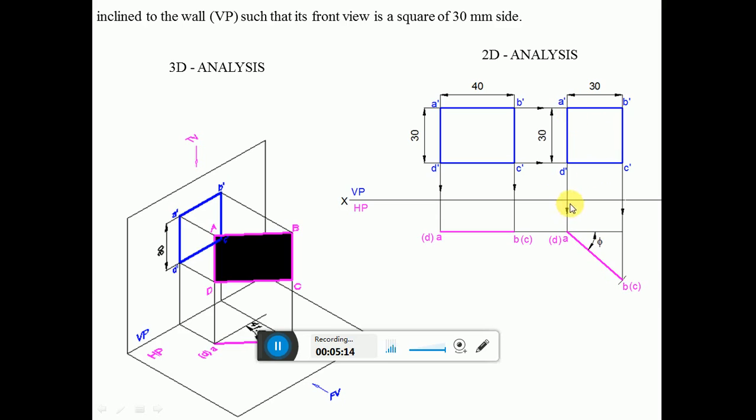So here in the projection you can see we projected from the front view towards the top view. First we constructed this 30 by 30 mm square here on the same line. Then you project this to get the top view. So this is the surface inclination you get with respect to the vertical plane. Even though the surface is inclined to VP, the surface is still perpendicular to HP. So in HP you are getting a line here.